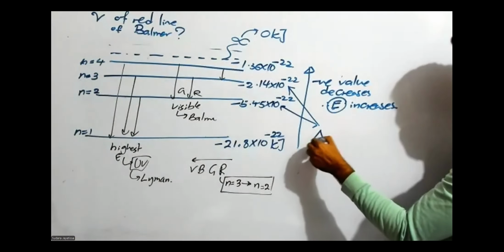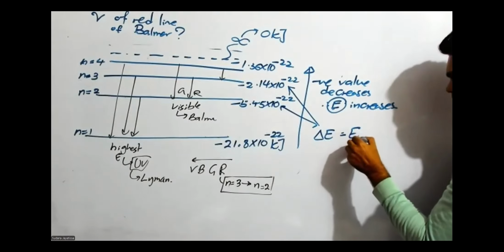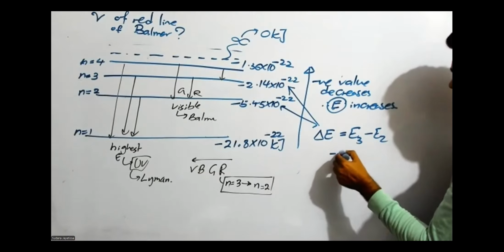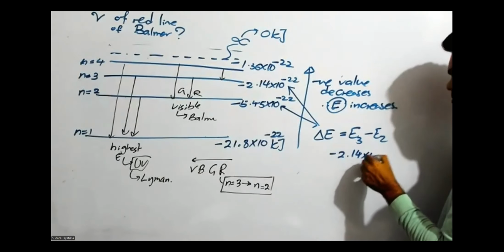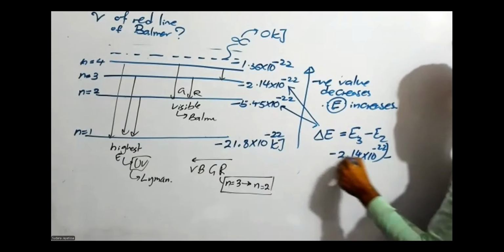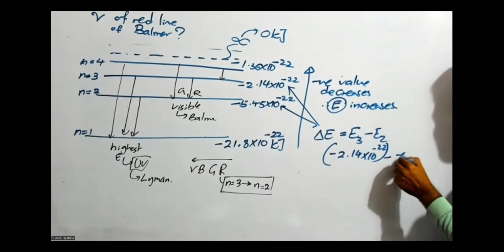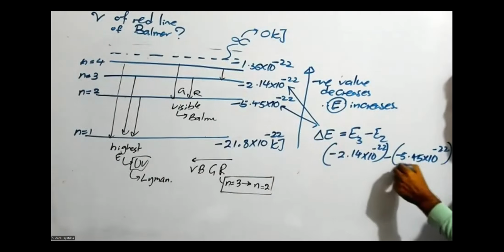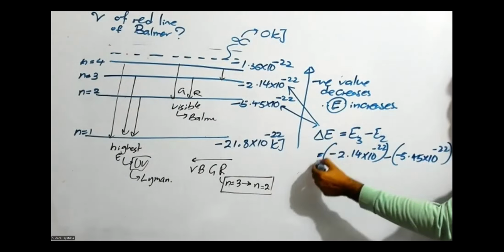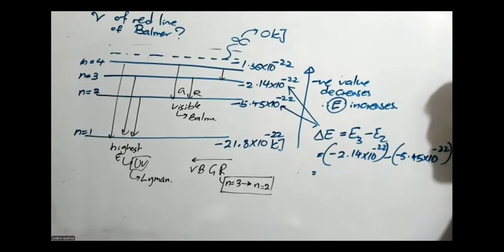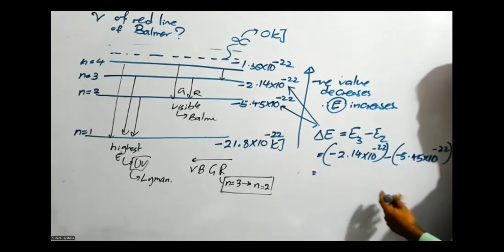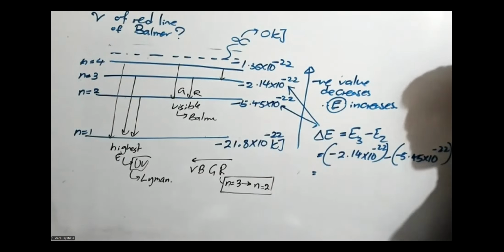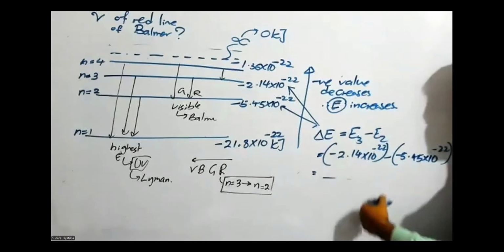So delta E is E3 minus E2. The energy of the third energy level is minus 2.14 into 10 to the power minus 22. Then you have to subtract minus 5.45 into 10 to the power minus 22. A considerable number of students had done this well. It's really good. Now you can get the difference, and it will be a positive value because minus minus is plus.